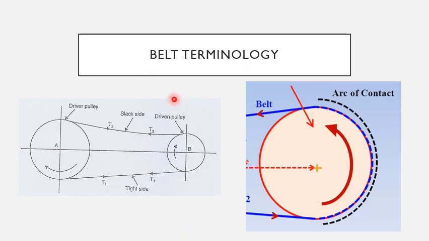So there are different belt terminologies which are used. There is a driven pulley in the belt drive system, and there is the driver pulley in the belt drive system. This is the slack side. So the slack side is the loose side of the belt, and this is the tight side of the belt, and this is the arc of the contact. The area, or you can say the arc length in which the pulley is in contact with the belt, it is called the arc of the contact.